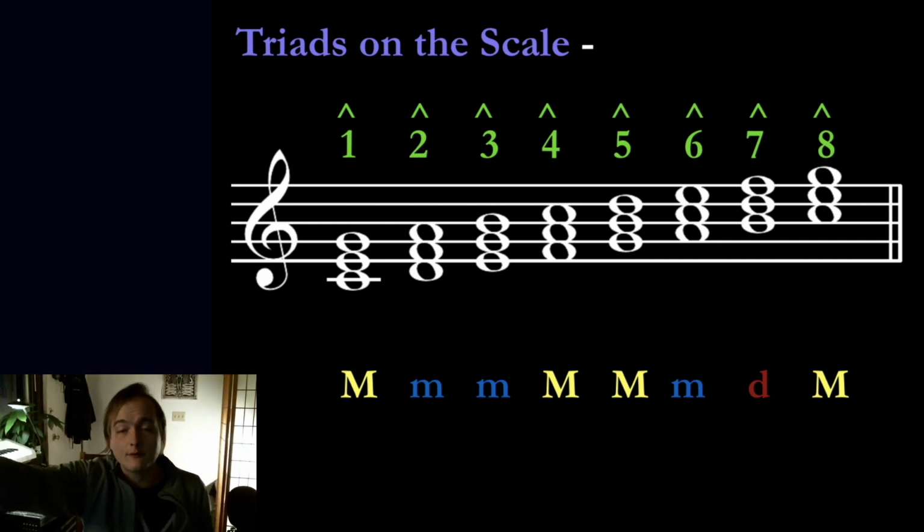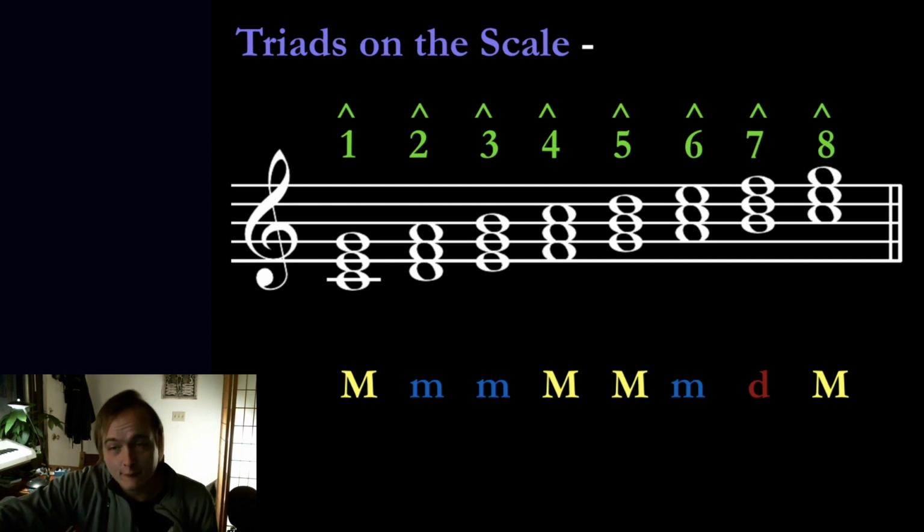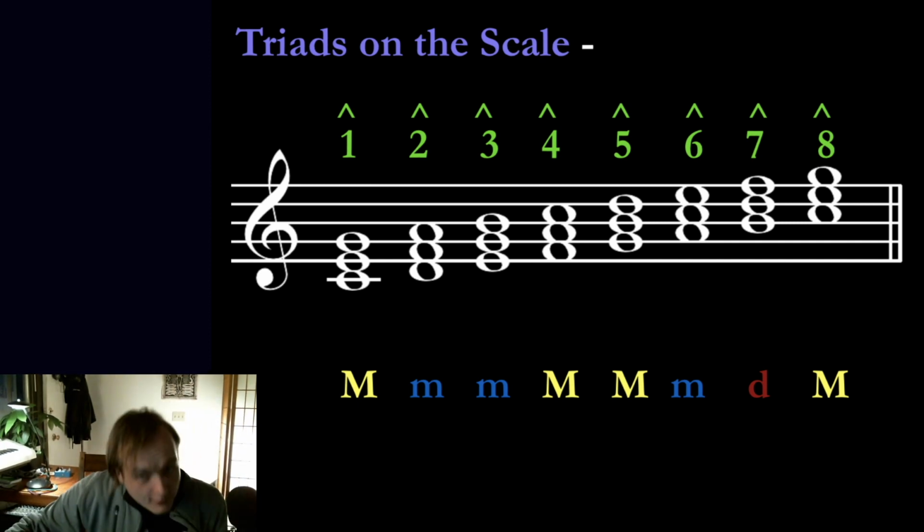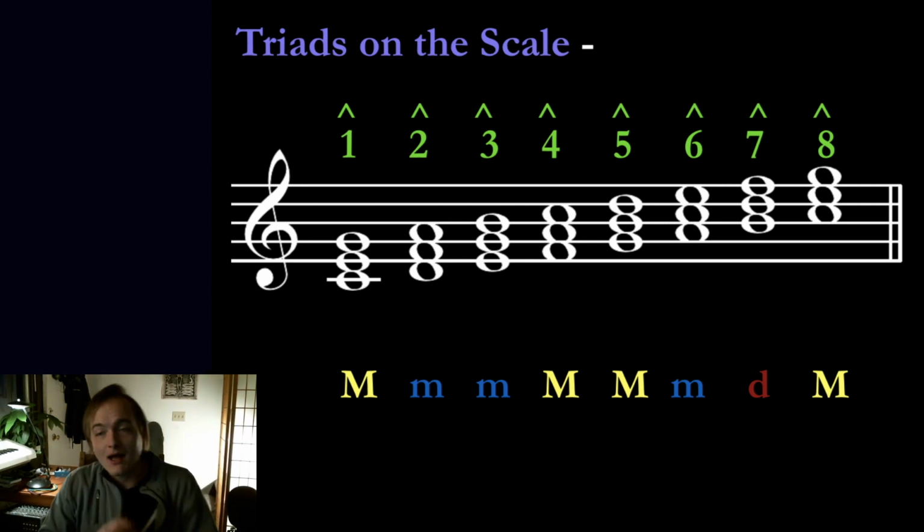The order of chord qualities in the scale goes major for 1, minor for 2, minor for 3, major for 4, major for 5, minor for 6, diminished for 7, the leading tone chord, and then major again for 8. Because 8 is the same as 1, so you've just wrapped back around then.